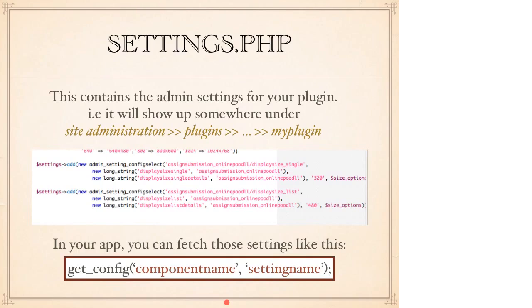Get config, then your component name, remember your Frankenstyle component name, and then the setting name. So I use this a lot to set up defaults. When the user adds an instance of some activity module that I've written, they get to choose various parameters for that activity module, but I actually allow the administrator to set those defaults on the settings.php page for the module.